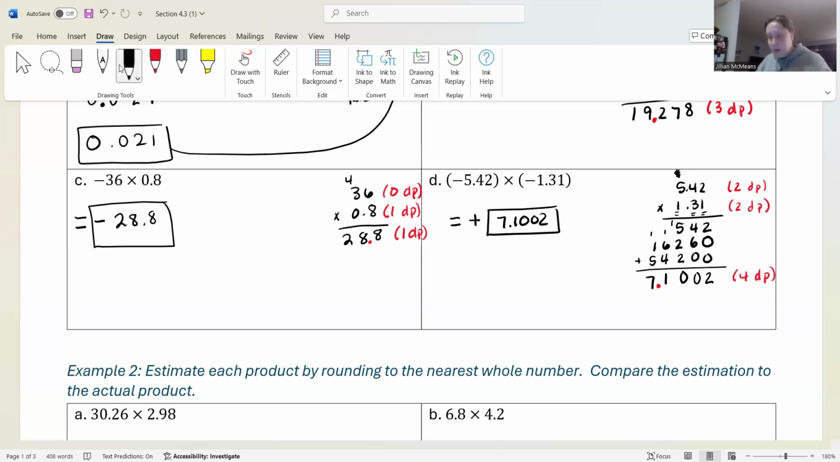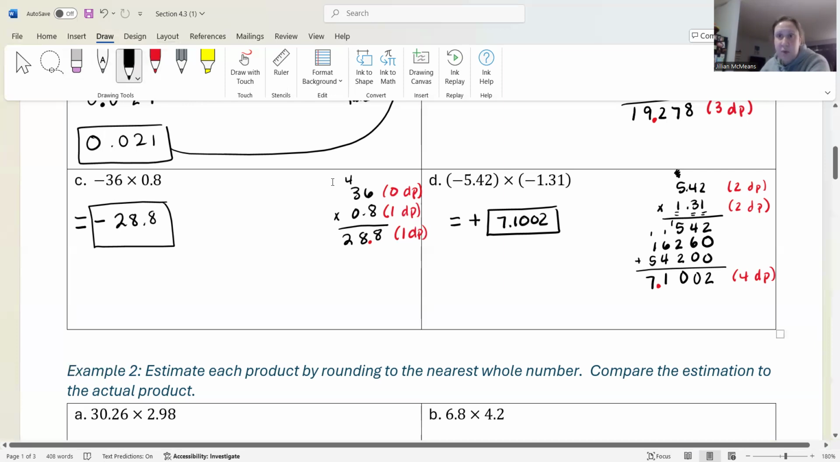Okay? So there you have it. That is multiplying decimals. Not the hardest thing you're ever going to do, but you do need to be relatively familiar with the multiplication tables. If you're not, you can have a multiplication table with you if you do anything in class, but keep working on those. Try to commit as many of those multiplication tables to memory as possible. Okay, let's go ahead and do example 2.